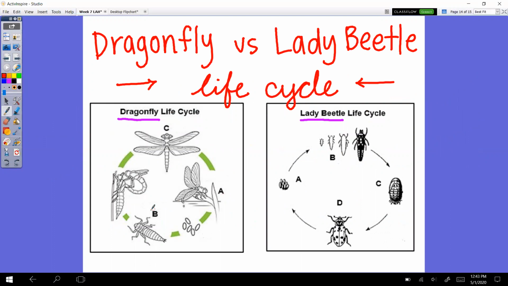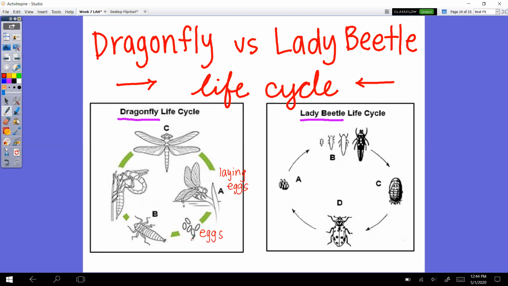Okay, notice there's only A, B, and C. That tells me that there's probably 3 stages of a dragonfly's life cycle, whereas the lady beetle has A, B, C, and D. That tells me that there's probably 4 stages. Okay, so let's look at stage A or phase A. Okay, I see an adult laying eggs. So this adult is laying its eggs. Okay, and if you look underneath it, you can see the eggs here.